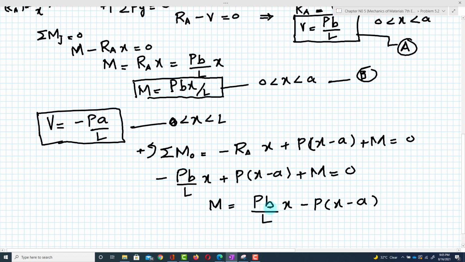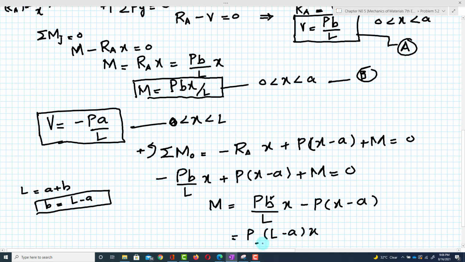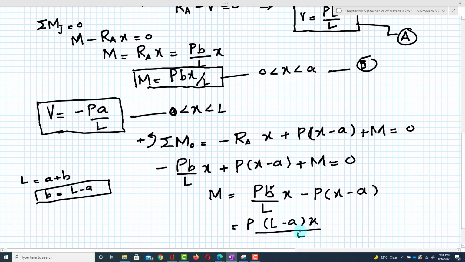So again you have to put the value of this B. Wait a minute. This M is equal to P B X over L minus P X plus P A. Okay, this B is actually L minus A, as we know that L is equal to A plus B. So I will replace the value of B with L minus A, so that will be equal to P into L minus A into X over L minus P X plus P A. Clear?